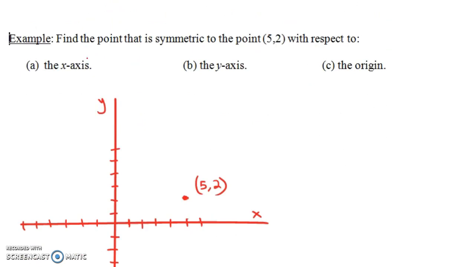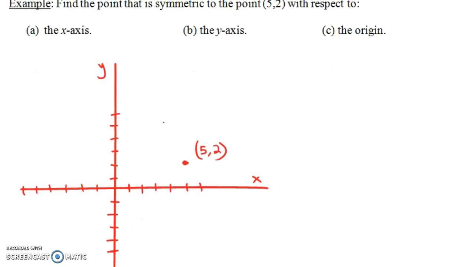Okay, now we can also talk about symmetry of a point with respect to the x-axis, the y-axis, or the origin. So let's do an example. Find the point that is symmetric to the point (5, 2) with respect to the x-axis. So we're taking our point (5, 2). We want to find the point that's symmetric with respect to the x-axis. Notice that if we flip this across the x-axis, what are the coordinates of this point? Notice it's (5, -2). So this would be (5, -2).